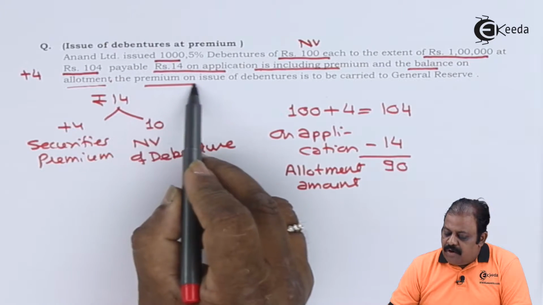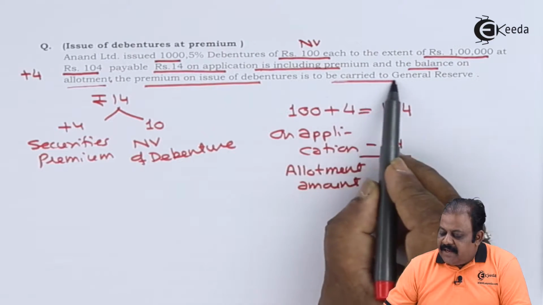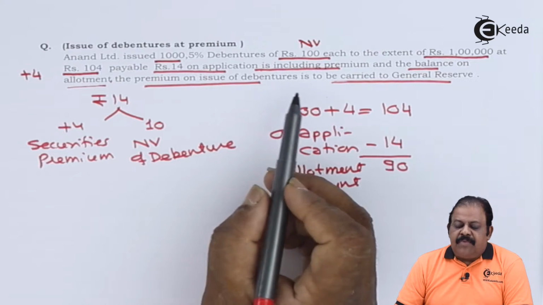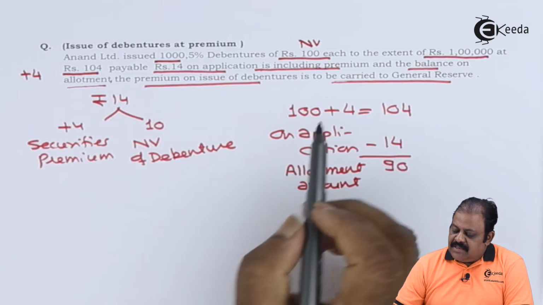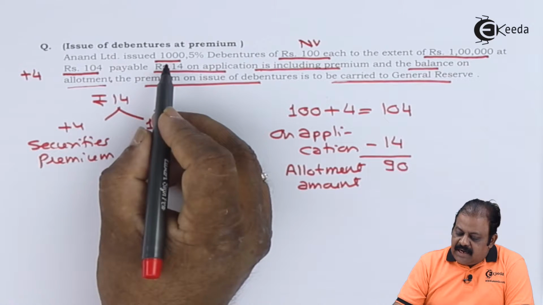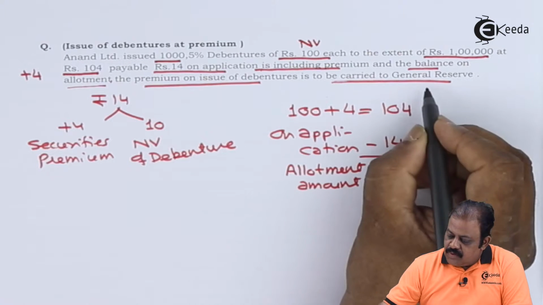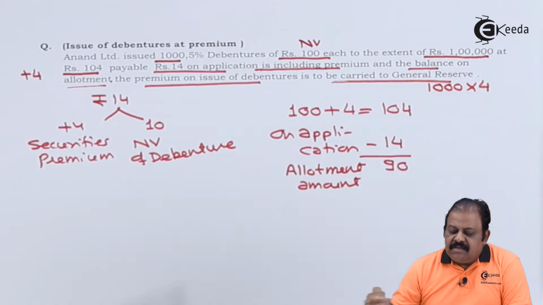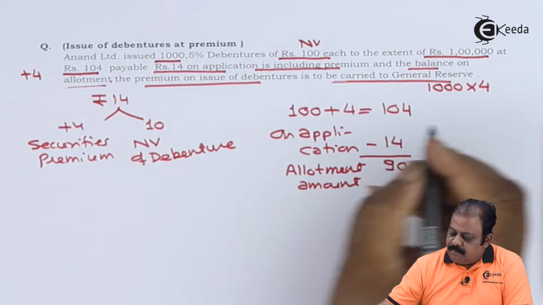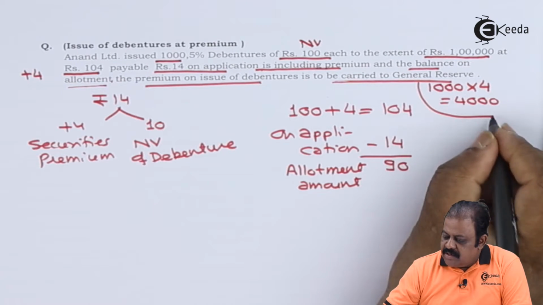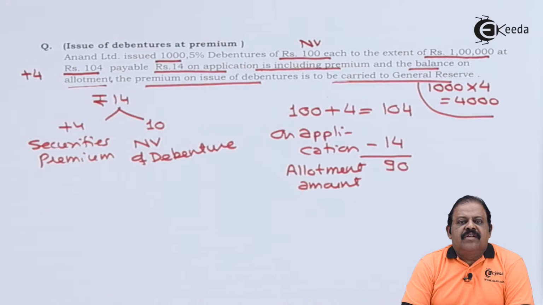The premium on issue of debenture is to be carried to general reserve. This is an additional information we have in this question, that securities premium collected on issue of debenture is required to be transferred to general reserve. There are 1,000 debentures issued. On 1,000 debenture, per debenture securities premium is 4 rupees. So total amount is 4,000, which will be transferred to general reserve.